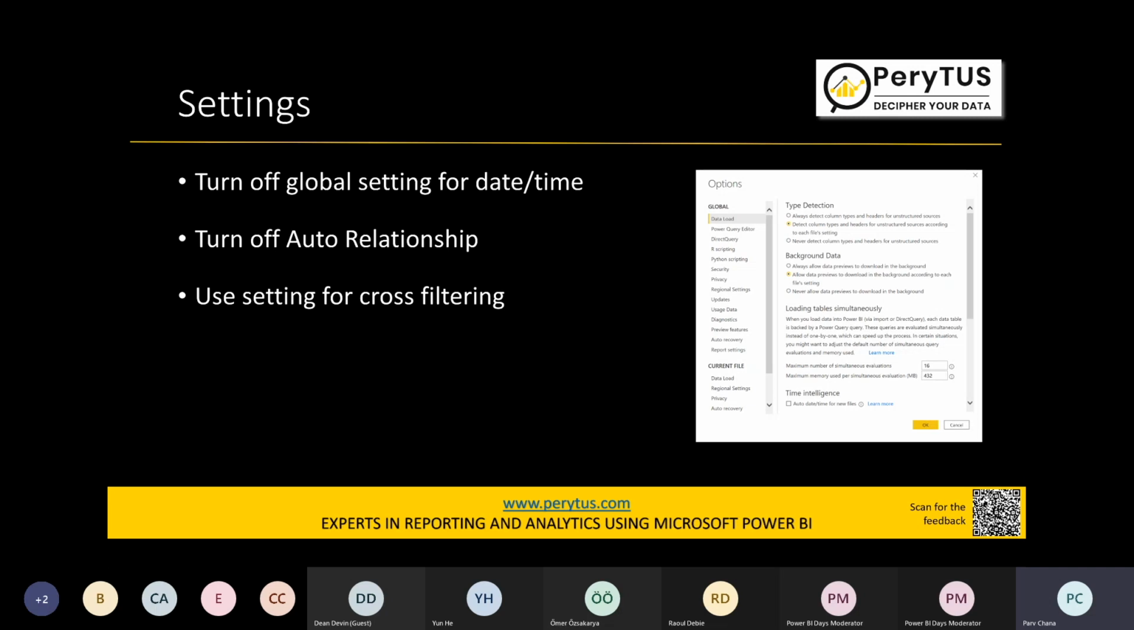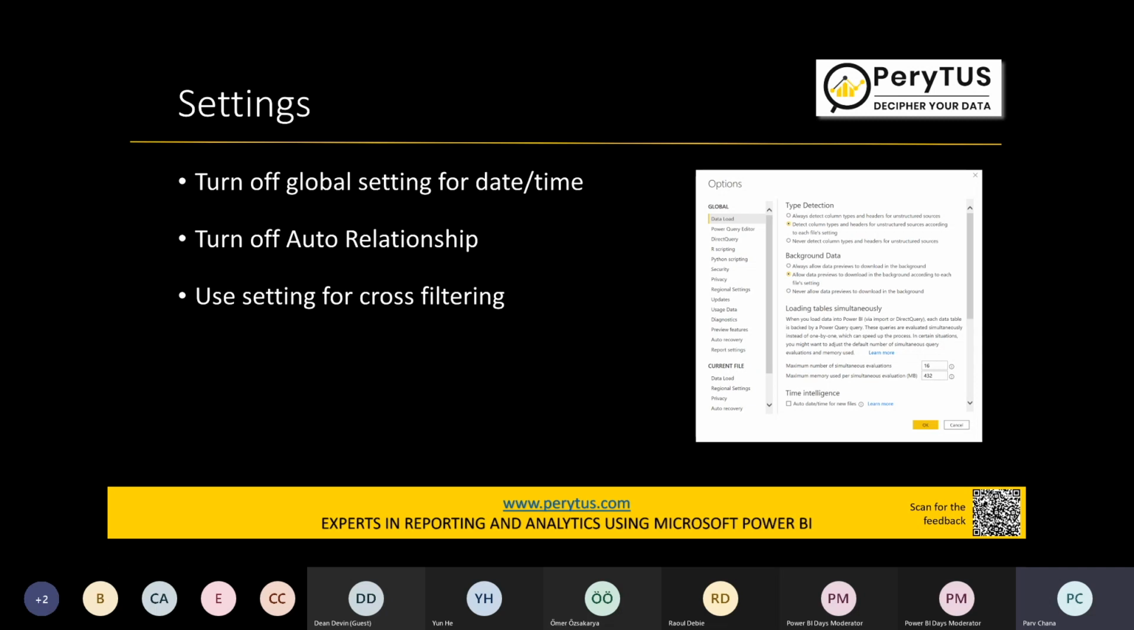They miss a few things on the time intelligence. So I want to walk through what this global setting is and why we should be turning it off, and also the auto relationship. Usually by default, detect auto relationship is turned on in the settings.